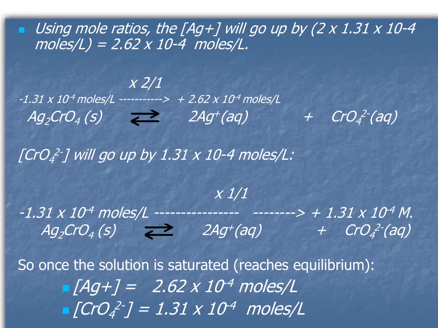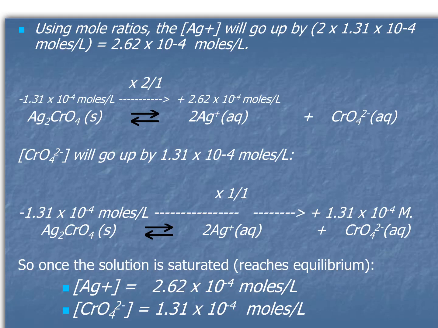If you're trying to fix things by going quicker, at least do these steps where you're writing the numbers on top, so you at least have one row of shown work. So for CrO4, it will go up by 1.31 times 10 to the negative fourth because it's a 1-to-1 ratio. So once our solution is saturated, once the solubility has occurred, the amount of this that's going to dissolve has dissolved, we end up with concentrations of 2.62 times 10 to the negative fourth moles per liter for silver, and we have 1.31 times 10 to the negative fourth moles per liter for chromate.